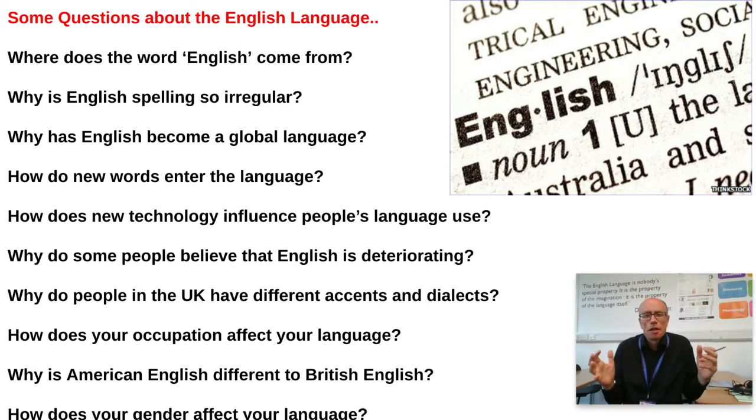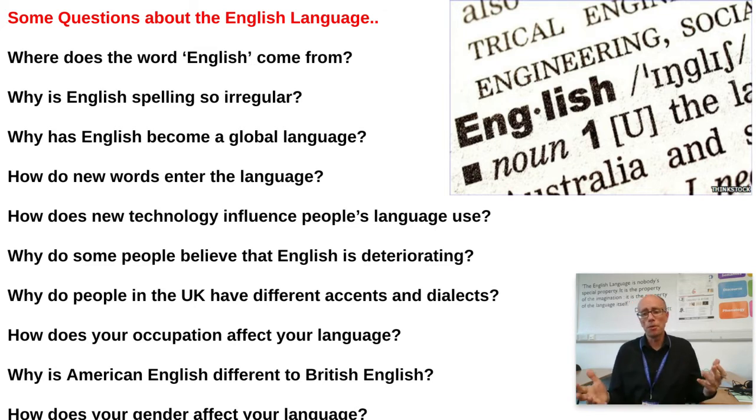Spelling, ugh, that puts a shudder down your spine. Spelling. Why is English spelling so bonkers? Is it bonkers? Is it as irregular as some people do argue? So we look at English spelling, the developments in English spelling over time, and we look at attempts by people and organisations to try and reform English spelling.